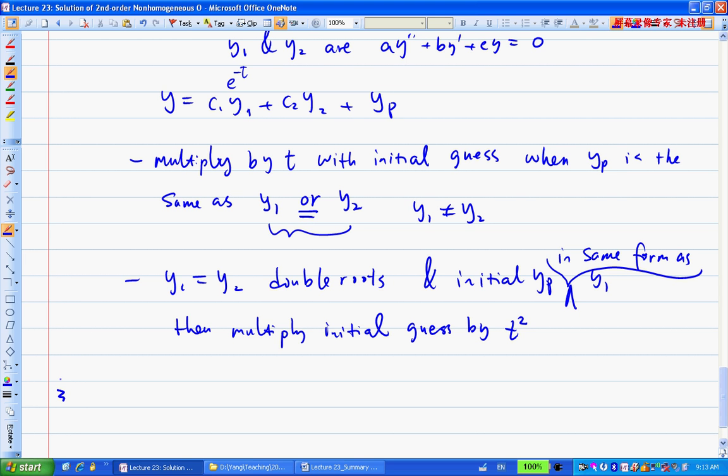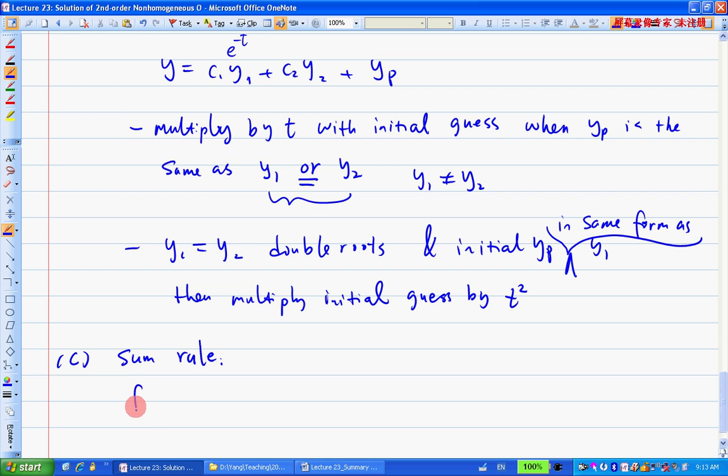Okay, modification rule. And the last rule, I think we use C here. The last rule is called the sum rule. For this sum rule, it's actually quite simple. Essentially, f of t is an addition of different basic forms from the table.